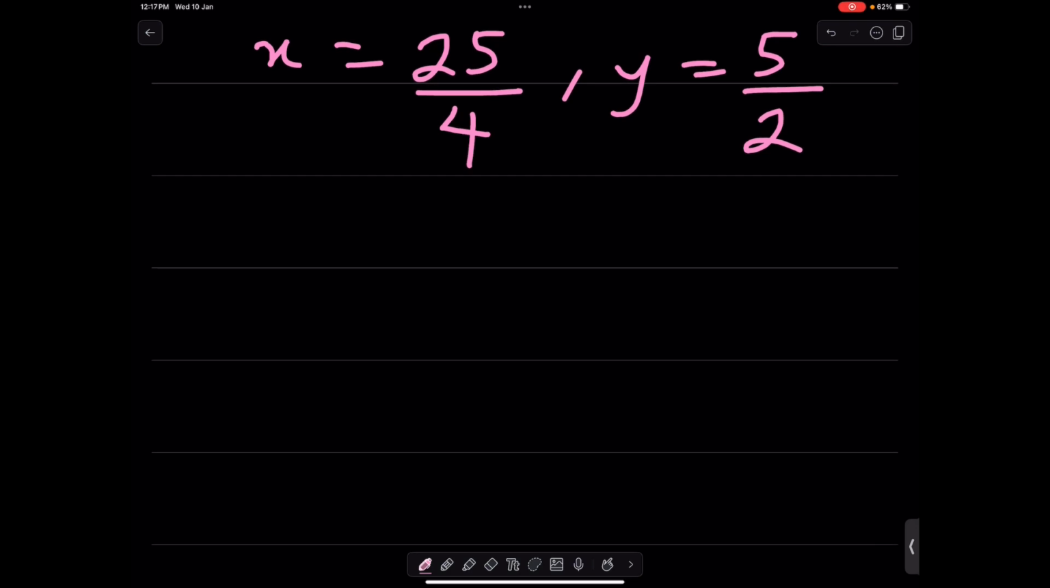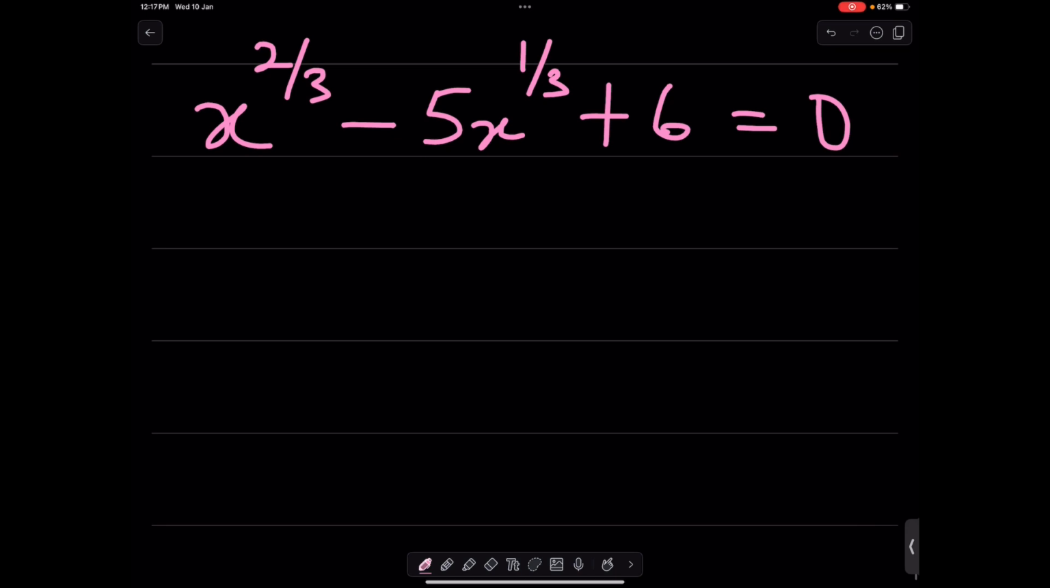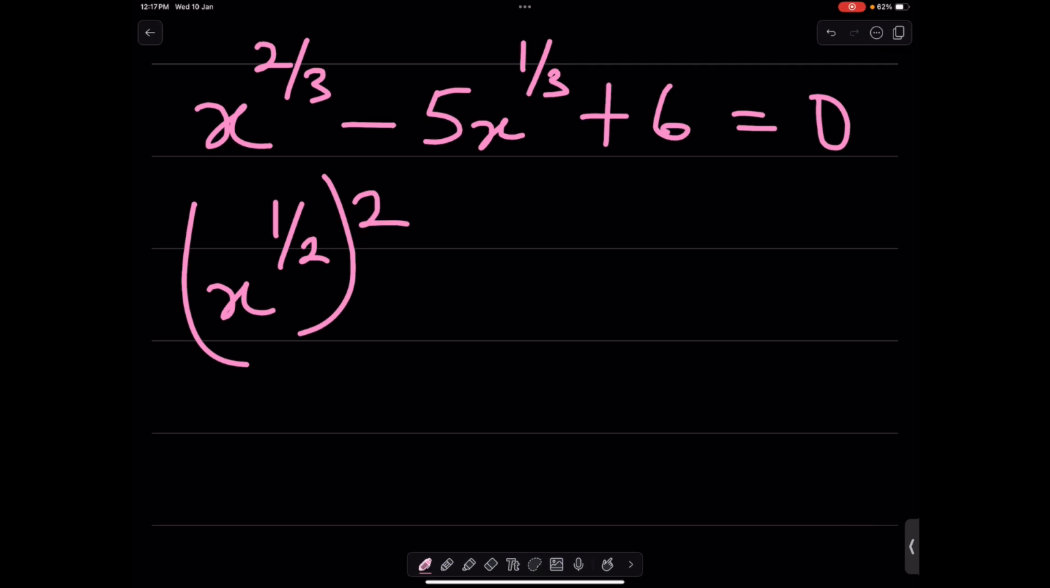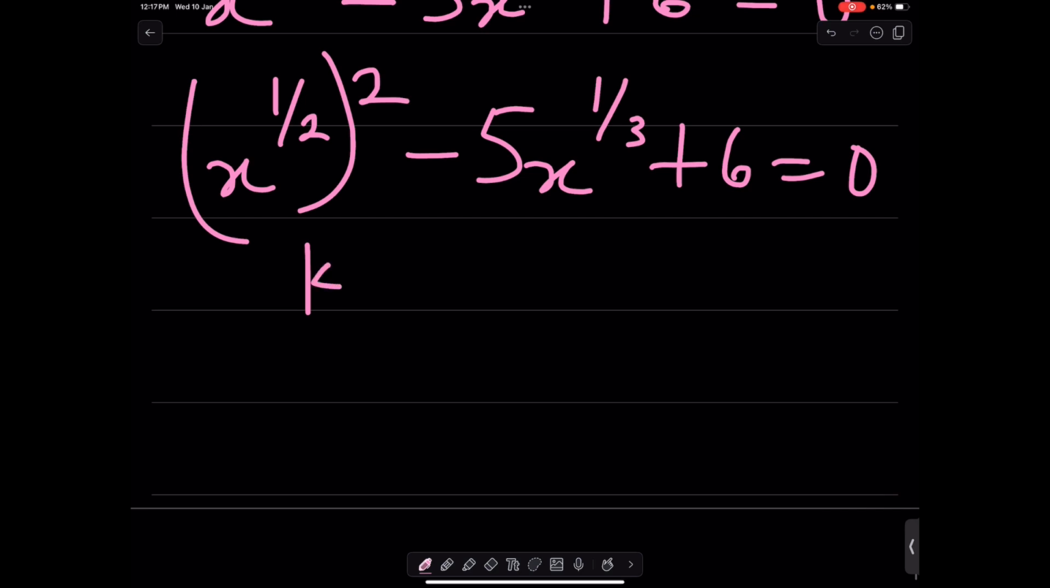To 2007, solve the equation x raised to power 2 over 3 minus 5x raised to power 1 over 3 plus 6 equals 0. I can write this as the square of x raised to power 1 over 3 minus 5x raised to power 1 over 3 plus 6 equals 0. Now let k be equal to x raised to power 1 over 3.